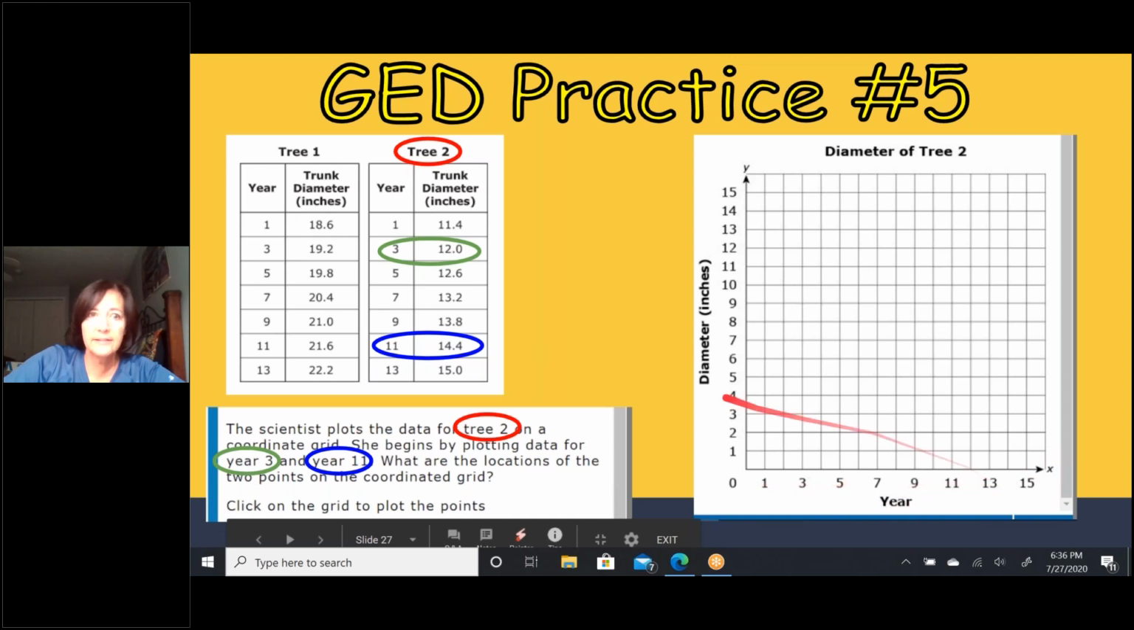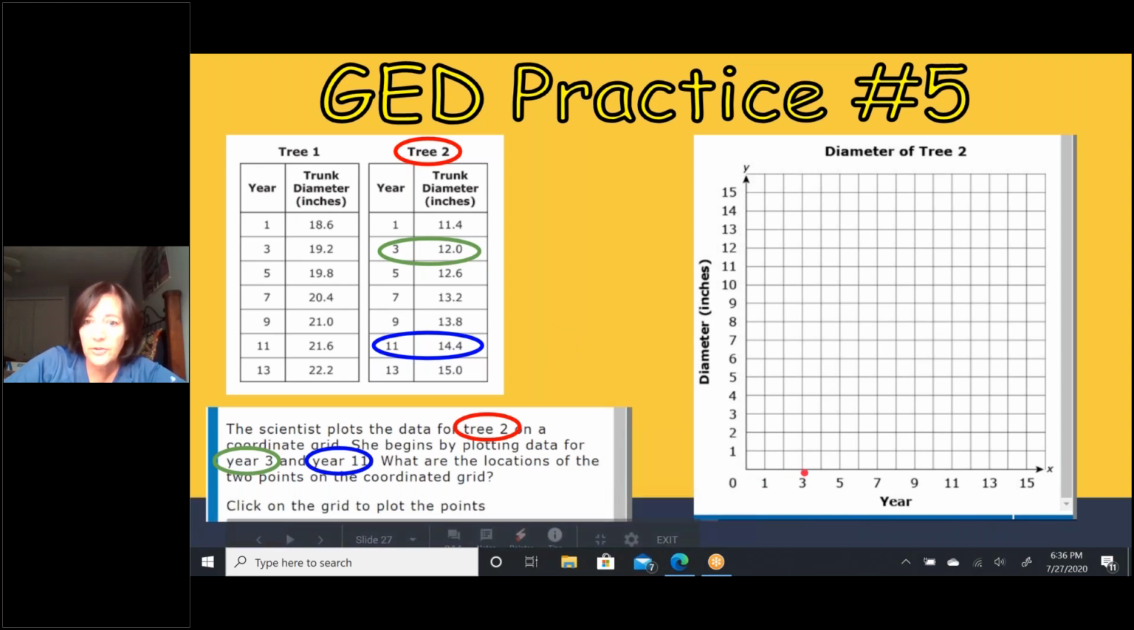Year is on the X axis, so we're going to have to find the number 3 on the X axis. And the Y axis is going to be our trunk diameter. You can see the Y up here. So they have our diameter in inches on the Y axis. Okay, so the first thing we need to plot is year 3, the diameter was 12 inches. So I start at the origin when I'm plotting.